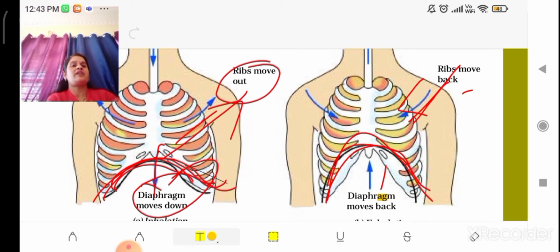Ulta. The reverse process takes place actually. It moves out, it goes down, which is the diaphragm goes down. Now ribs move back, diaphragm moves up. So this is the reverse process in the breathing process.